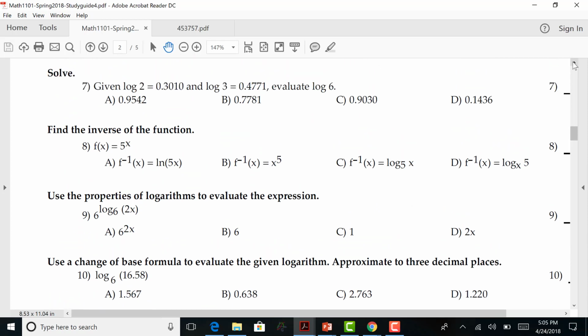Number 8 wants us to find the inverse. Alrighty, here the function is f of x is equal to 5 to the x power. Step 1, replace f of x with a y. Step 2, switch x and y around. Step 3, do the circle method and rewrite it in log form. So it's going to be log, there should be a dot here, base 5 of x is equal to y. So the answer is this. Where is this at? That's the answer.